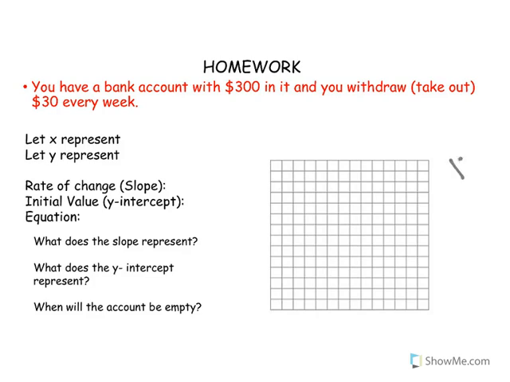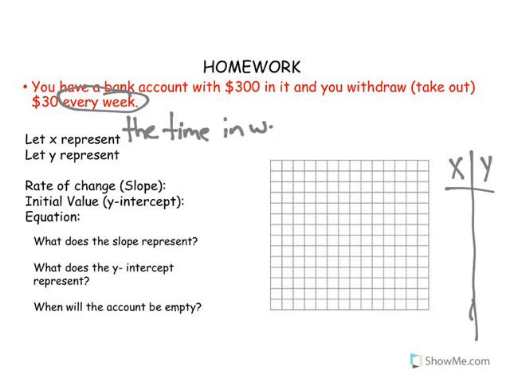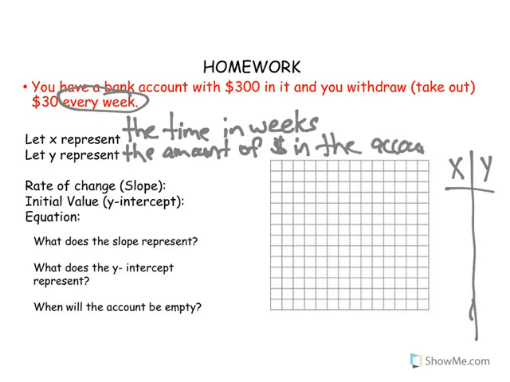All right, so I'm going to get my kind of table started over here. So it says you take out 30 every week. So I've got time, so x is going to be the time in weeks. And what is y? Well, we're talking about our bank account and how much money is in it. So we're going to say the amount of money in the account. So what's my table going to look like? Well, what's 0 going to be? Well, how much money do I have in the account? Is it empty? No, it says I've got $300 in it.